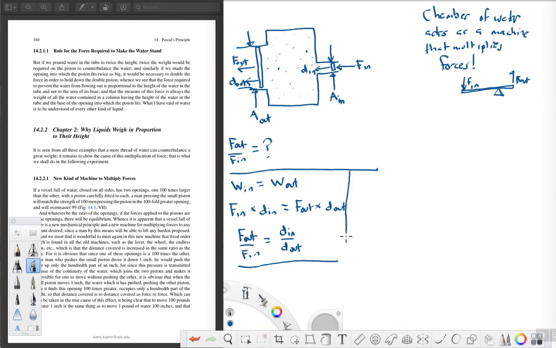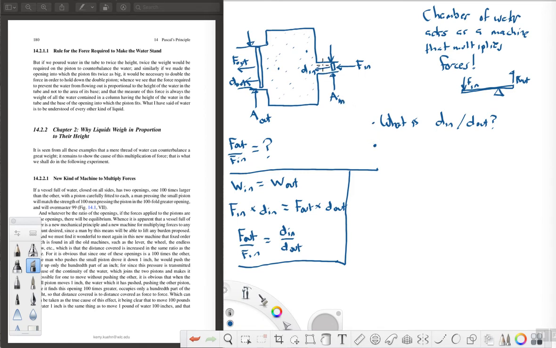So our question has really reduced to the question of what's the ratio of the input distance to the output distance. So what is the distance that the input piston moves compared to the distance that the output piston moves? If we can answer that question, we'll have solved this problem. Well, how do we figure that out? Well, we have to think a little bit about how fluids behave.